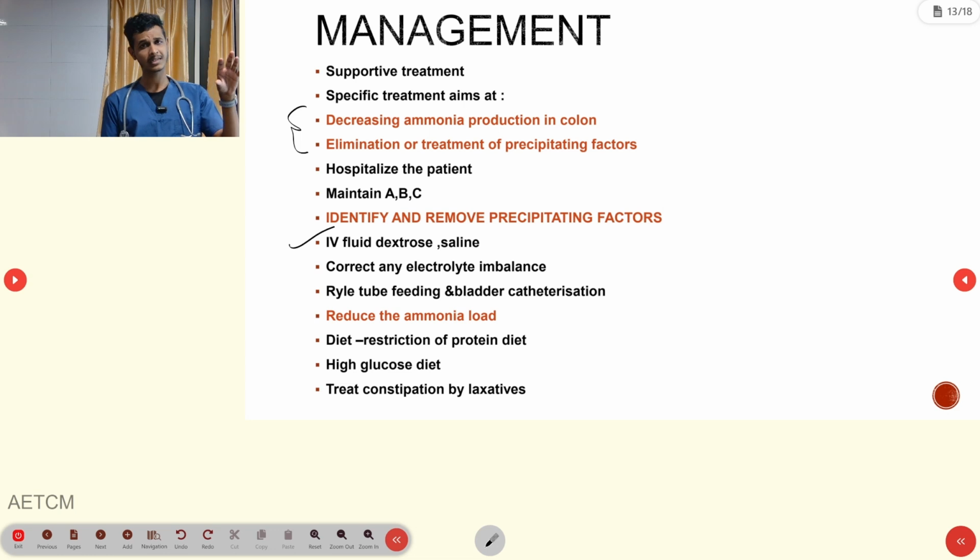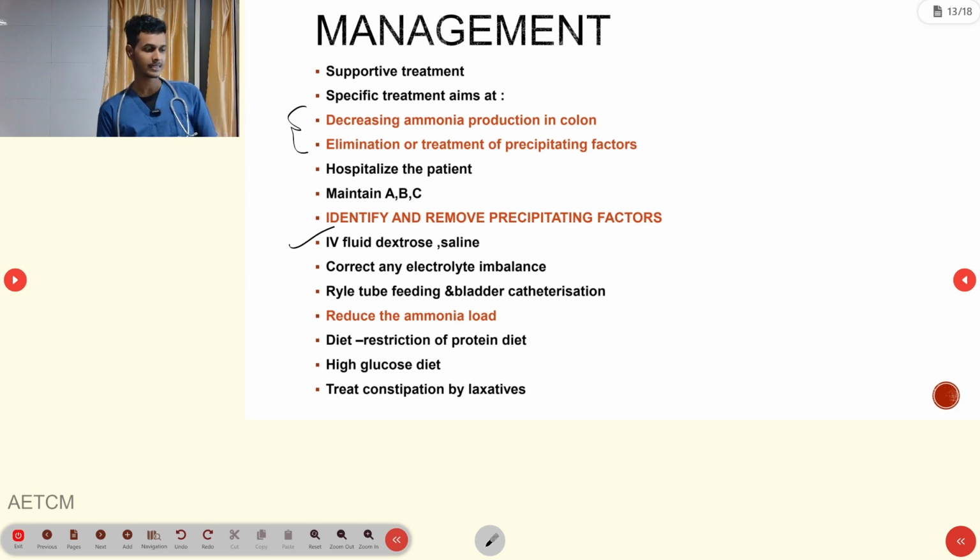If the person has hypoglycemia, that means IV dextrose. Hyponatremia means, based on the degree of hyponatremia, we go with normal saline or 3% saline. So correct any electrolyte imbalance. If the person has hypokalemia, based on that we give potassium chloride correction. And then Ryle's tube feeding and bladder catheterization are also supportive treatments we do for the precipitating factors.